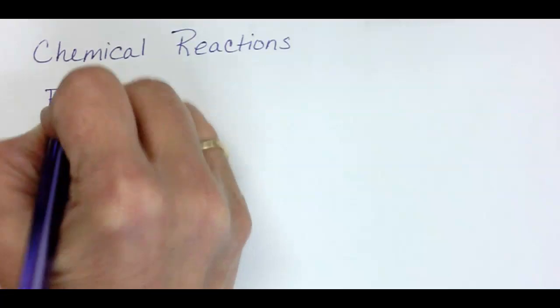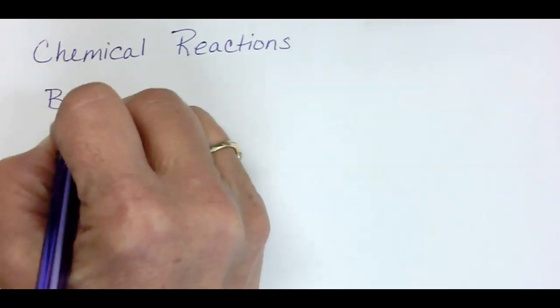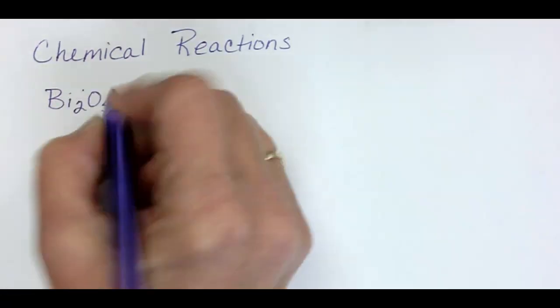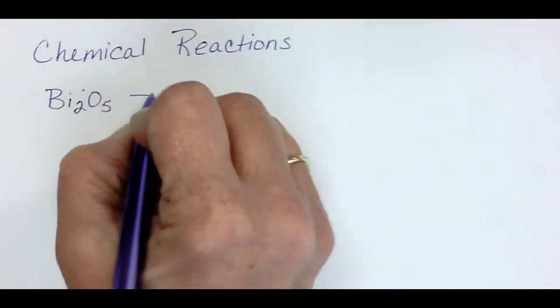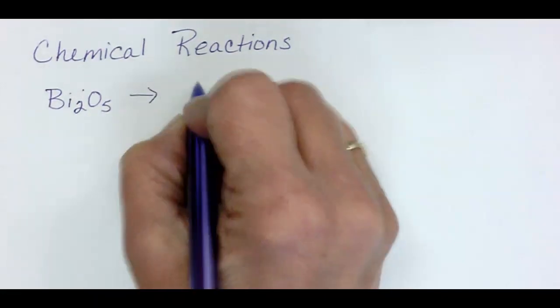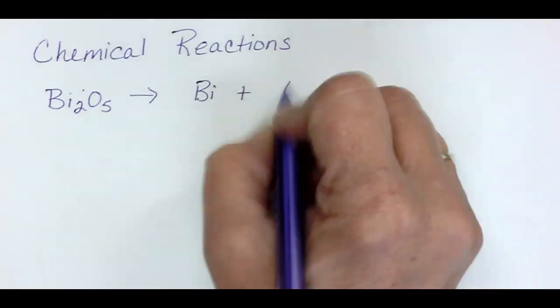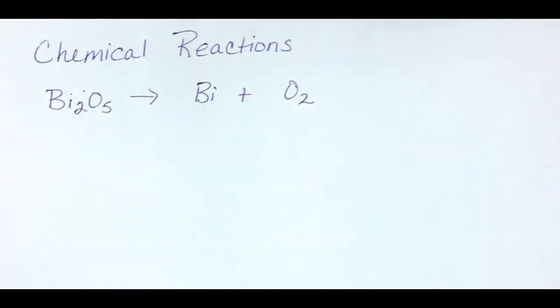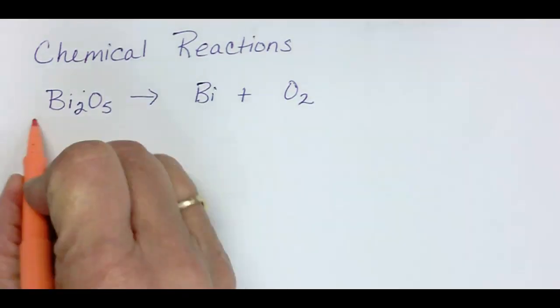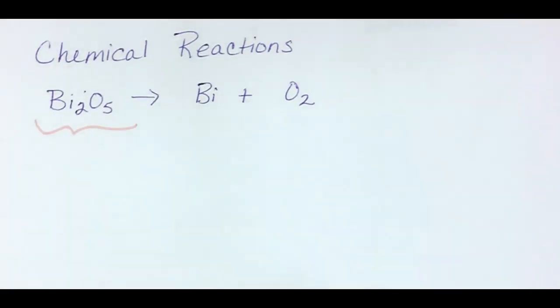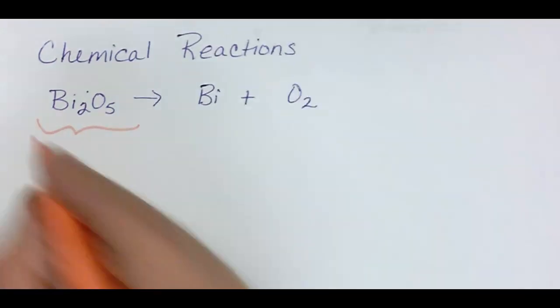It may have something like Bi2O5 and then an arrow and then Bi plus O2. Okay, so you might see something like that. So let's talk about the different pieces of this that we're going to be needing to know. Let's just start off with what's on the left side. Okay, the left part, guys, is called the reactants.